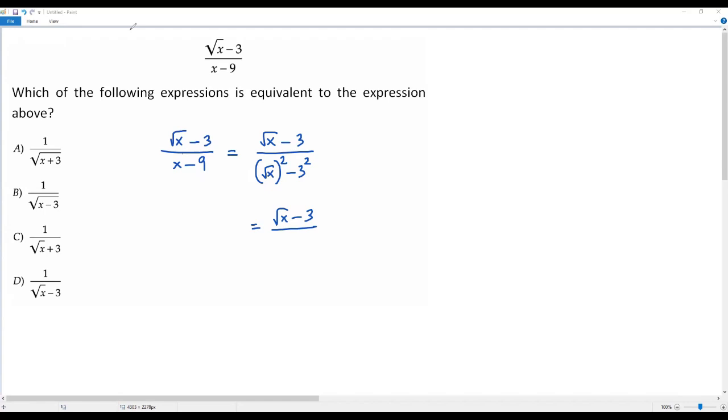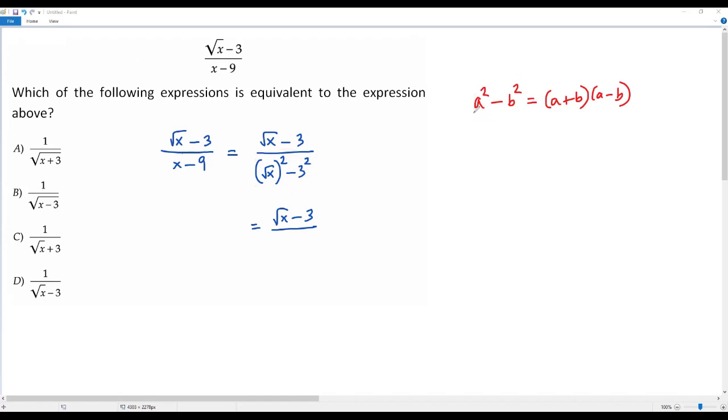Okay, now let me take the numerator as it is, that is square root of x minus 3. Now let me consider an algebraic identity, that is a squared minus b squared, which is equal to a plus b times a minus b. Whenever we have a difference of two squares like this one, it can be written in factored form, that is a plus b times a minus b. When I consider this expression, it is exactly in the form of a squared minus b squared.